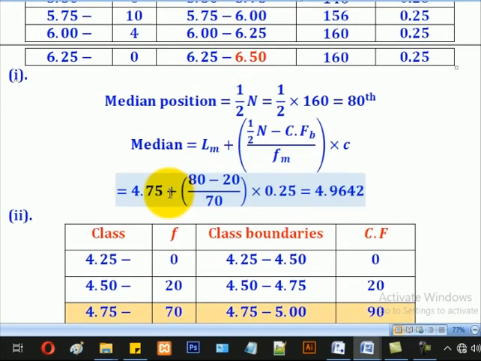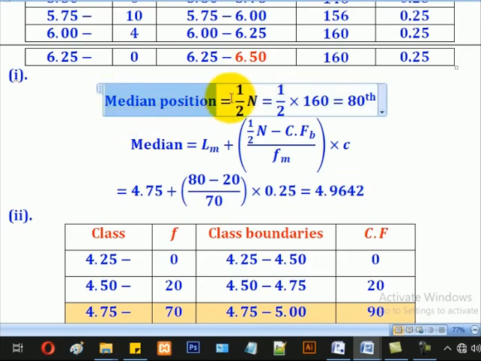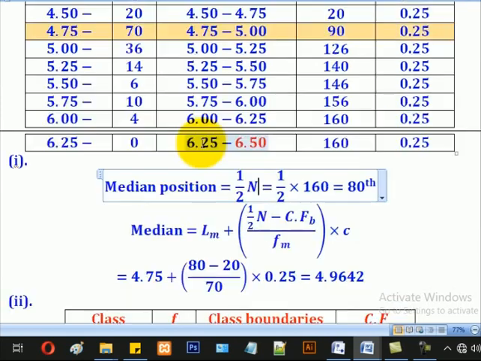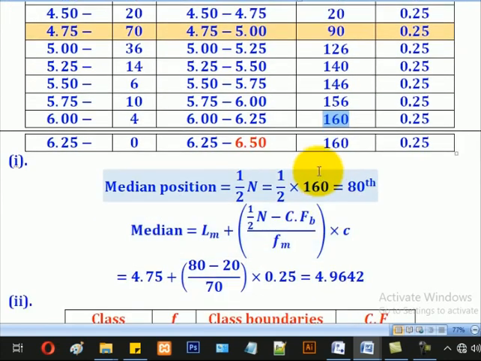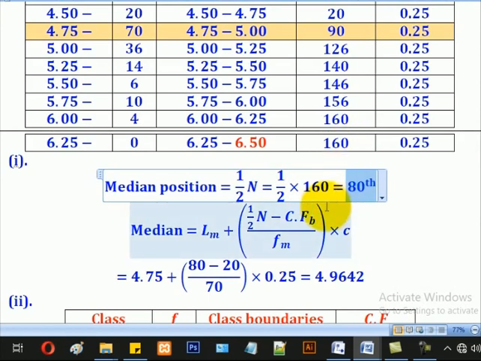The first question was median. Now before you get the median, you have to identify the median class. And for you to identify the median class, you will first get the position of the median. So the position of the median is a half n, where n is the total frequency. So when you come here, the total frequency is 160. So half times 160 is 80. So the 80th position is the position of the median.